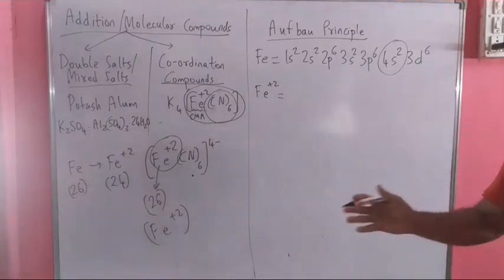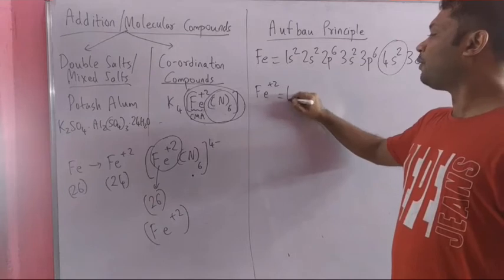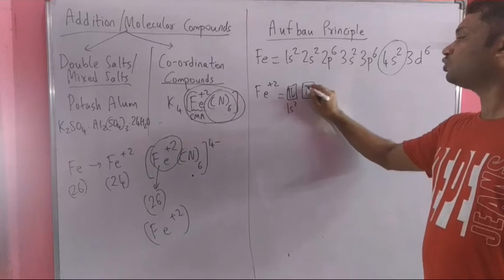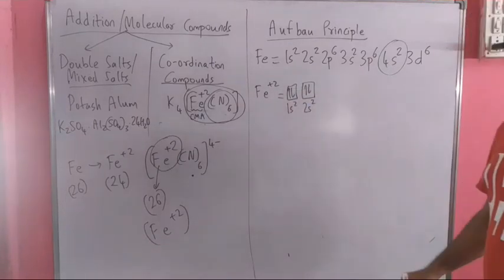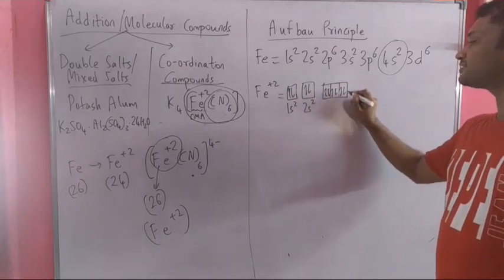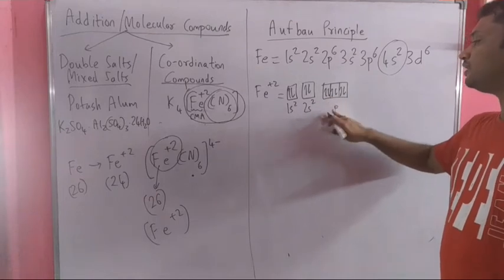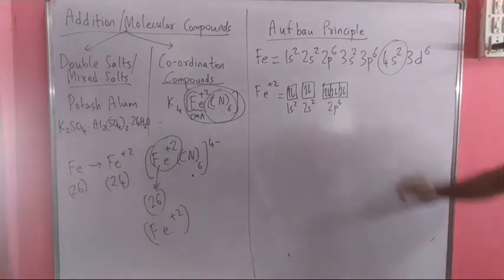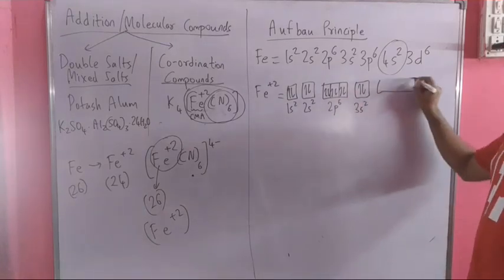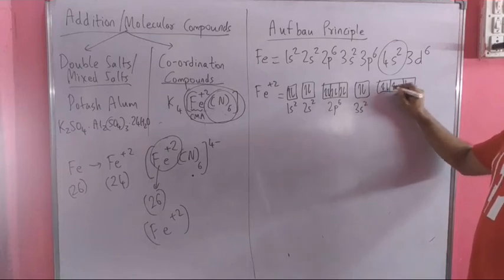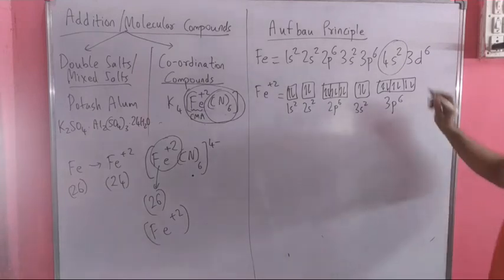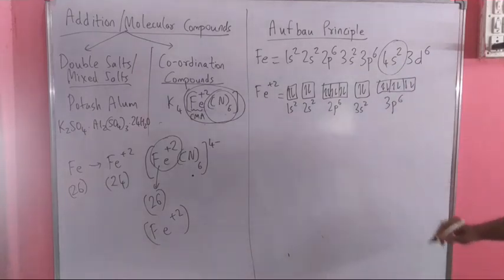So let us remove these 2 electrons. How will the configuration look? It will be 1s2, 2 electrons in 1s orbital, followed by 2s2, 2 electrons in 2s orbital. Then we will have 2p6, 1, 2, 3, 4, 5, 6 electrons in 2p orbital. Then we have 3s orbital, in which I have 2 electrons, followed by 3p6. In 3p orbital we have 6 electrons, which gives it 3p6.